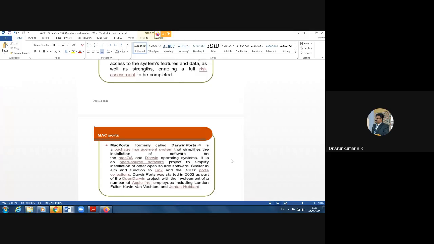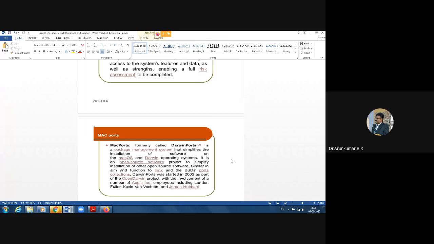MacPorts, formerly called DarwinPorts, is a package management system that simplifies the installation of software on the Mac OS and Darwin operating system. It's an open source software project to simplify installation of other open source software. Similar in aim and function to Fink and BSD ports collections.